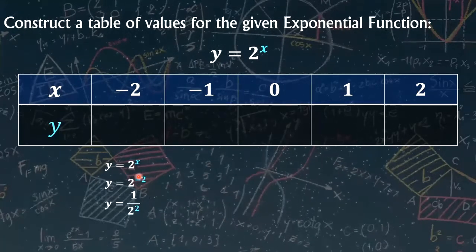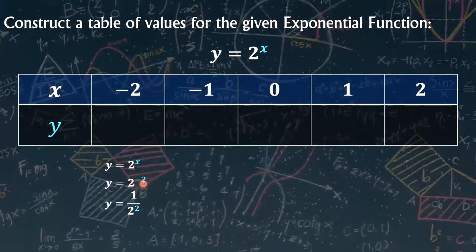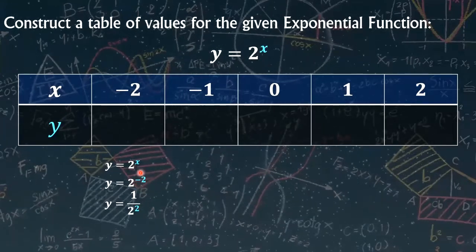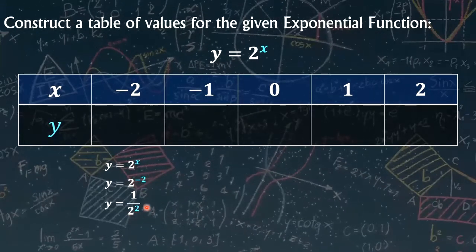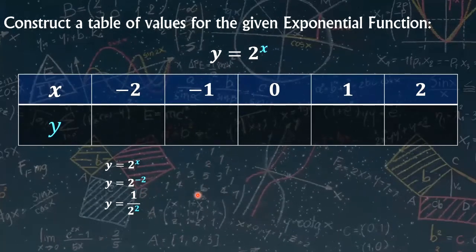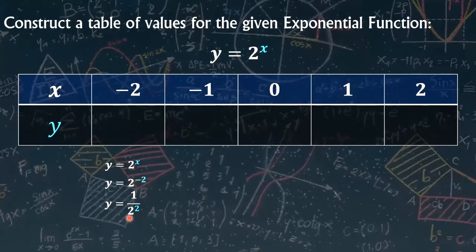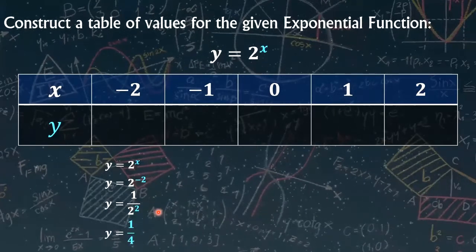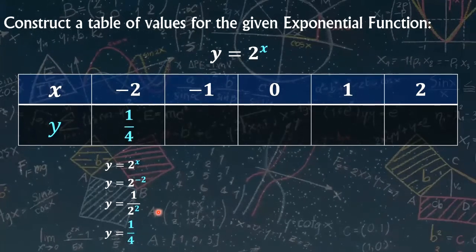To simplify this one, according to the law of exponent, to change negative exponent to positive is simply changing this exponential form to fraction form by placing this expression in the denominator with 1 as our numerator. So that becomes y is equal to 1 over 2 squared. Next process is simplify the denominator. So 2 squared is 4. Therefore, when x is -2, y is 1/4.